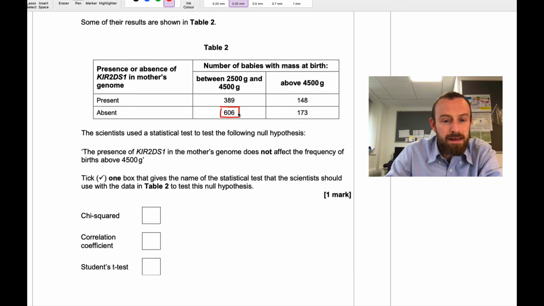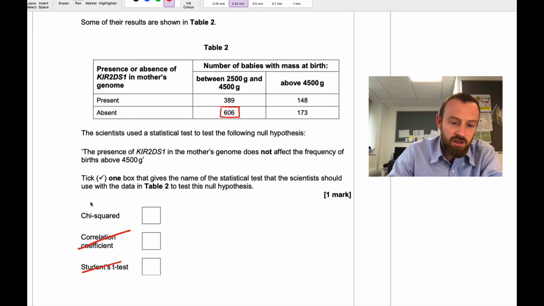There is no mean here. There is no standard deviation, so we can't use Student's t-test. We're not looking at two different variables, so it's not correlation coefficient. It's chi-squared, kind of gives it away.